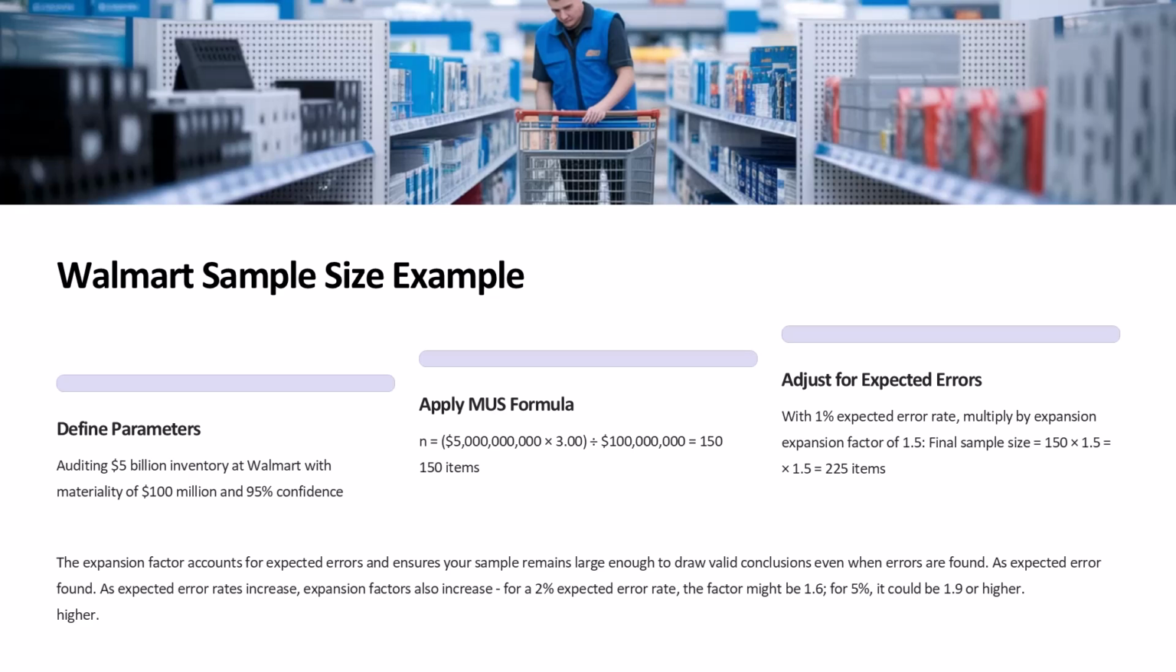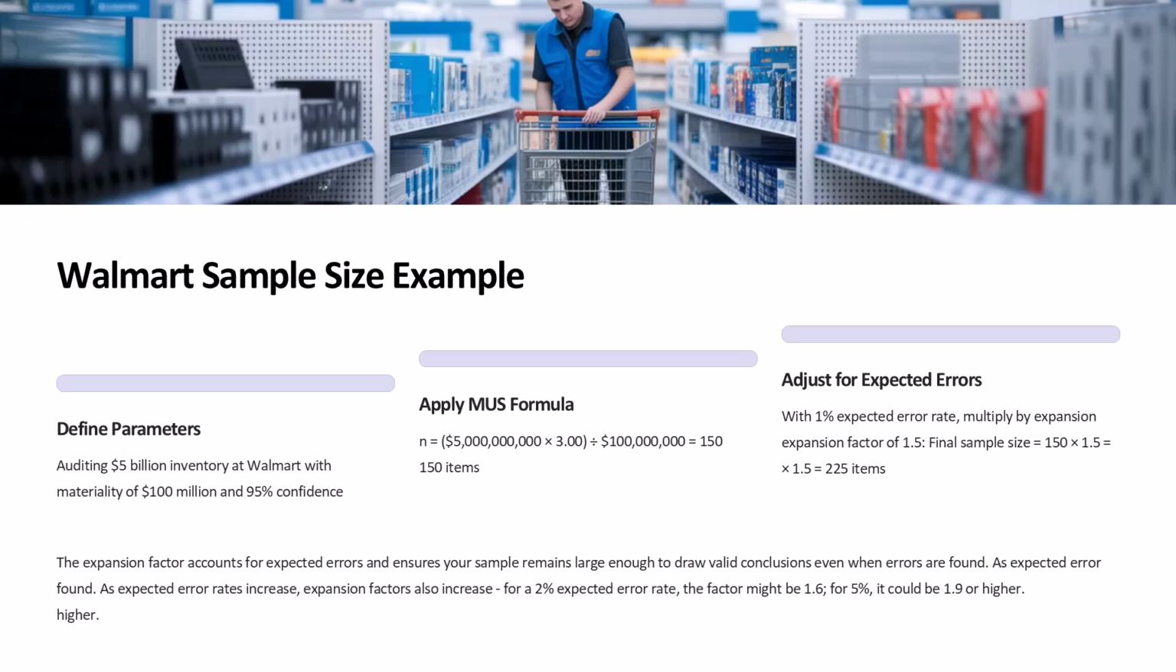Walmart sample size example. Let's say you're auditing the $5 billion inventory at Walmart. Your materiality is $100 million and you want 95% confidence. How many items do you test? This is the kind of real-world scenario you'll face, so let's work through it step by step. Let's break it down together using our MUS formula.